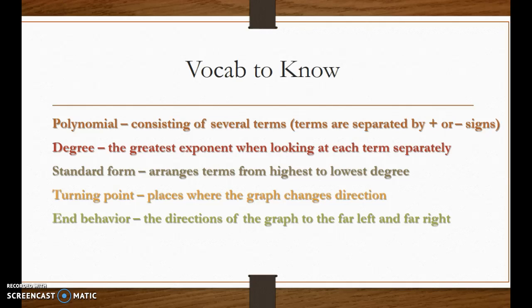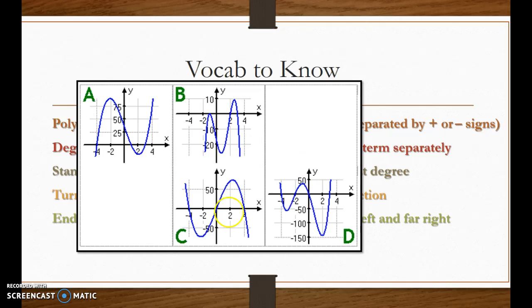The end behavior is the direction of the graph as far left and as far right. So we look, this one as far left is going to negative infinity, as far right it goes to positive infinity. Both of our ends here go to negative infinity. The left side goes to positive infinity, the right side goes to negative infinity. These both go to positive infinity.